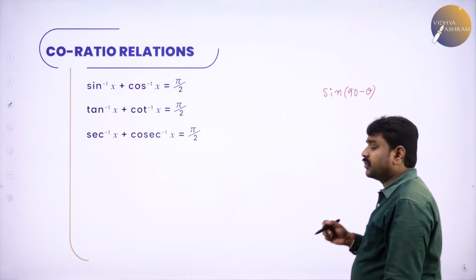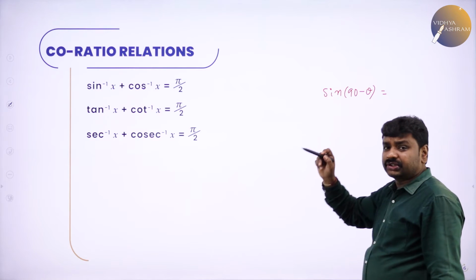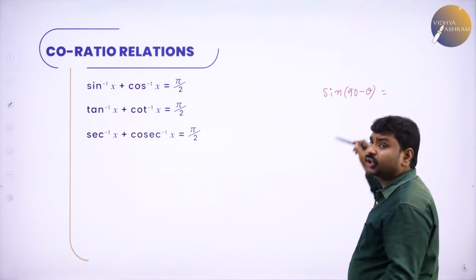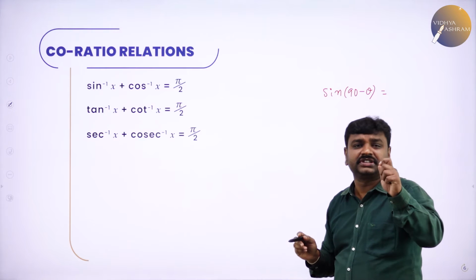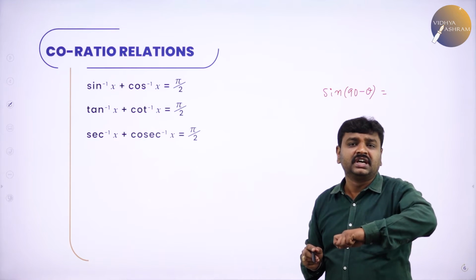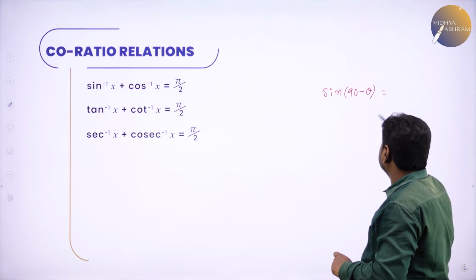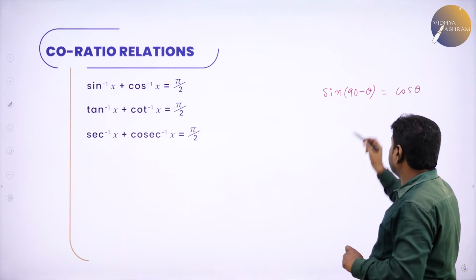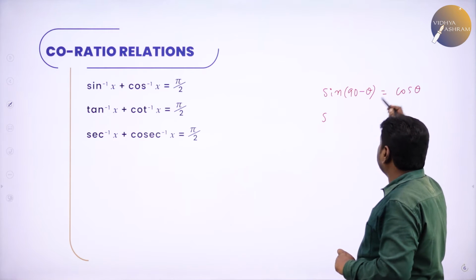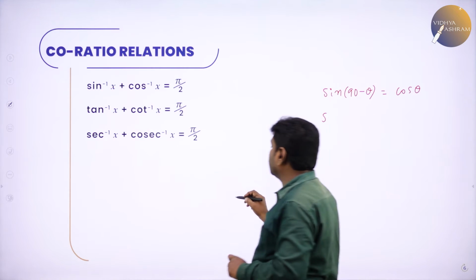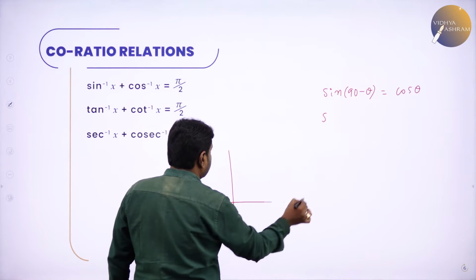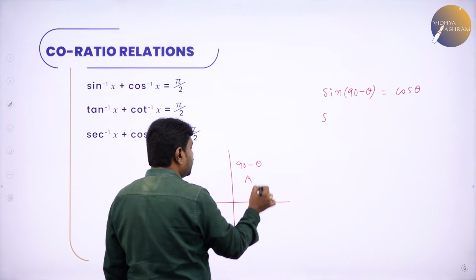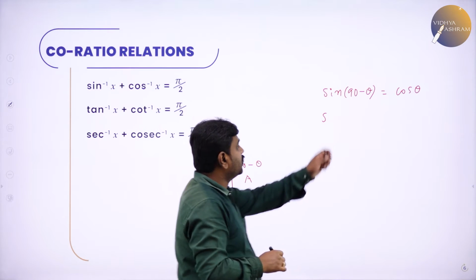Sine of 90 minus theta, what is the value? Just now I told you, first you should see whether the function changes or not. For 90 and 270 the function changes. And sine changes to what? Cos theta. Sine of 90 minus theta becomes cos theta, and I'll write positive cos theta. Why? Because according to the rule, 90 minus theta is in which quadrant? First quadrant. In the first quadrant, what is the alphabet? A means all are positive, so the answer is positive.